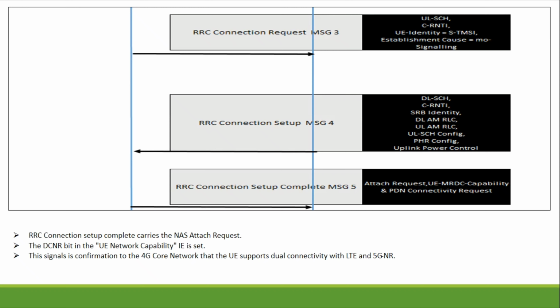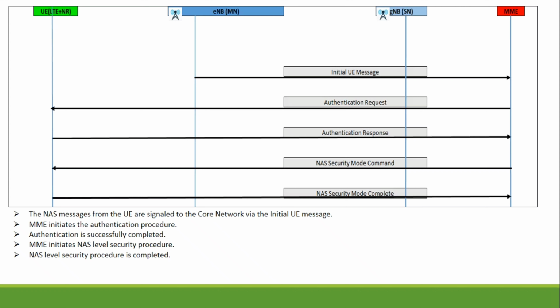In this it will be carrying the attach request, the UE MRDC capability, where MRDC is multi-radio dual connectivity, and the PDN connectivity request. So in message 5, this information is carried, and here we can see that the master nodeB will be sending one initial UE message towards the MME. This is the NAS message, which will be signaled to the core network through this message only, and after that the MME will be sending the authentication request.